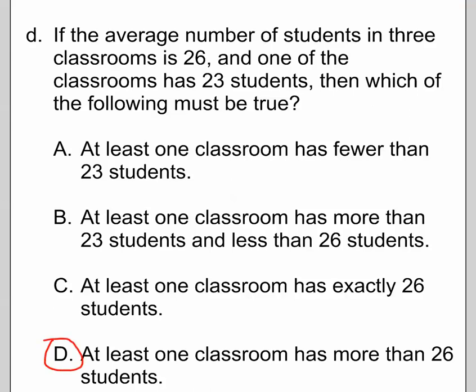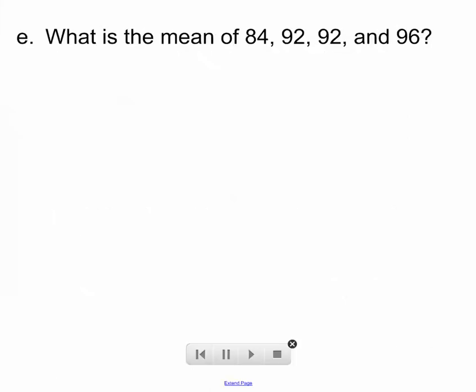Yeah, that's the one we want to go with. At least one classroom has more than 26 students. If we have one with more than 26 and one with less than 26, they might average out to be 26. We have a third classroom, but we're not even considering that right now. What is the mean of 84, 92, 92, and 96?